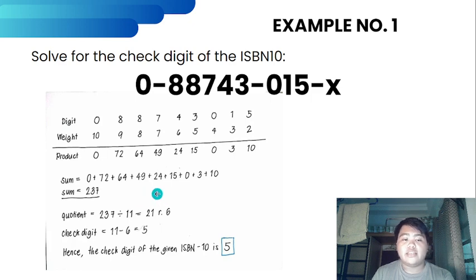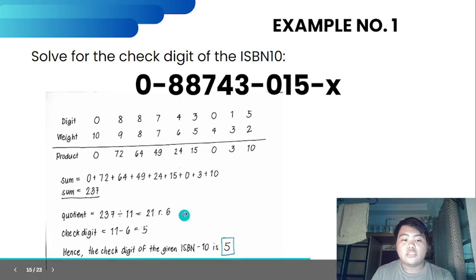The quotient we get is 21 remainder 6. Then we get the remainder and subtract it from 11 to get the check digit. So the check digit of the given ISBN 10 is 11 minus 6, which is equal to 5. Hence, the check digit of the given ISBN 10 is 5.